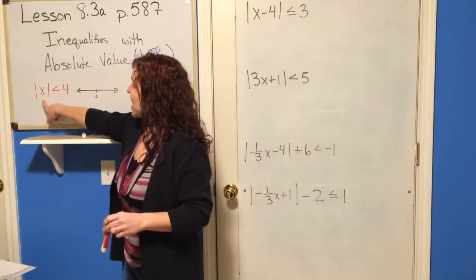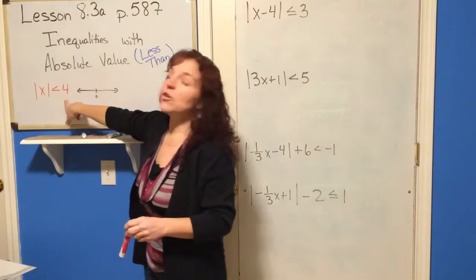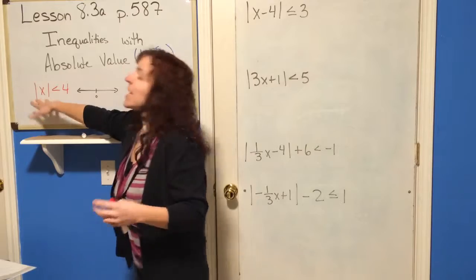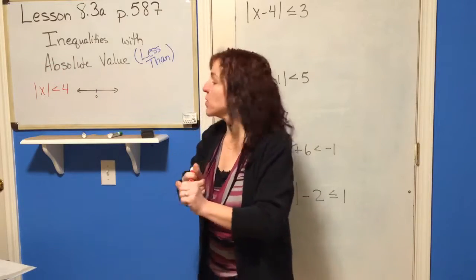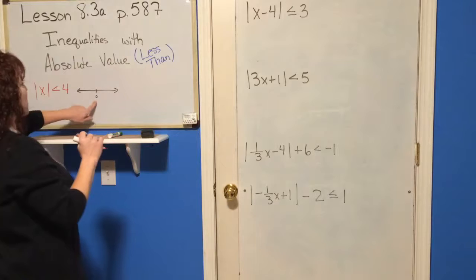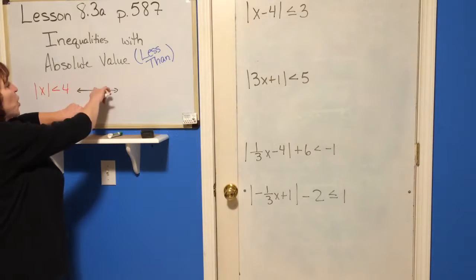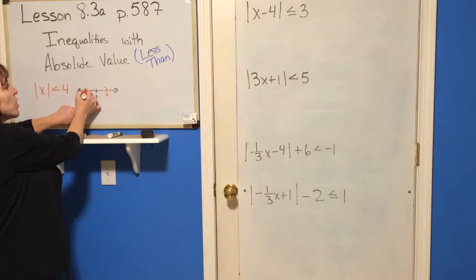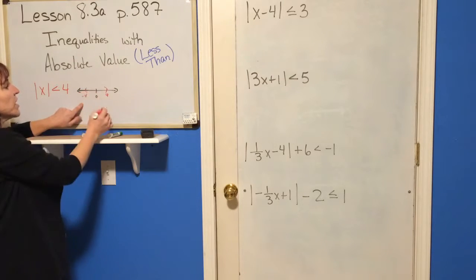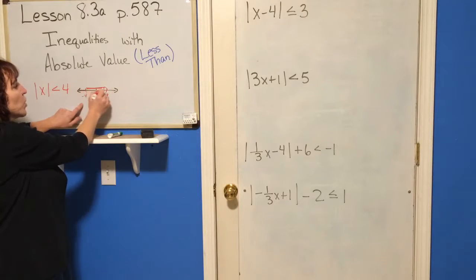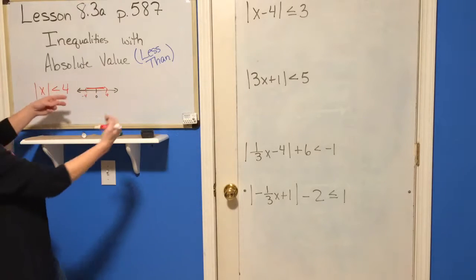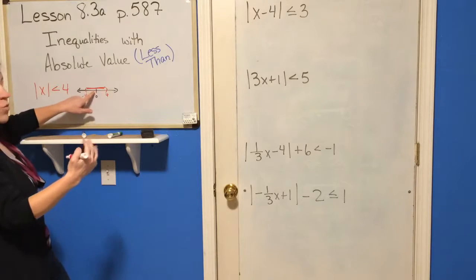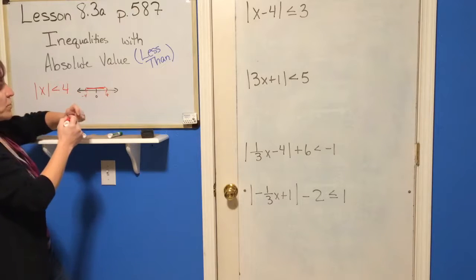So something like this. The absolute value of x is less than 4. Now what that means is the distance that our answer is less than 4 away from 0. So we have a number line here with a 0. We can go up to 4 positive, but we can also go down to -4, and anything in between here would have a distance of less than 4. 2 has a distance less than 4. -1 has a distance less than 4 away from 0.